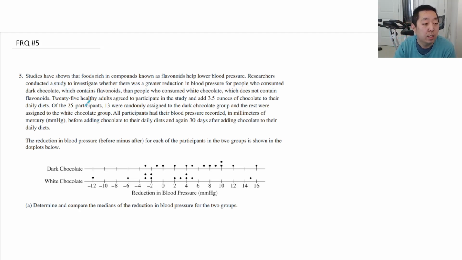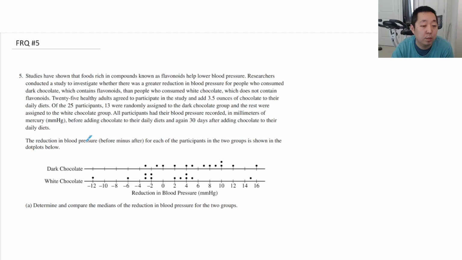Studies have shown that foods rich in compounds known as flavonoids help lower blood pressure. Researchers conduct a study to investigate whether there's a greater reduction in blood pressure for people who consume dark chocolate, which contains flavonoids, and people who consumed white chocolate, which does not contain flavonoids. 25 healthy adults agreed to participate in the study and add 3.5 ounces of chocolate to their daily diets. Of the 25 participants, 13 were randomly assigned to the dark chocolate group. The rest were assigned to a white chocolate group.